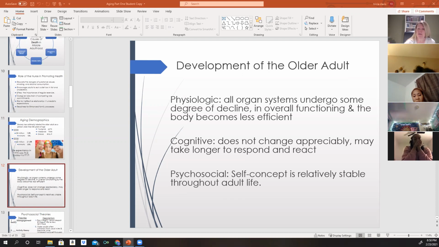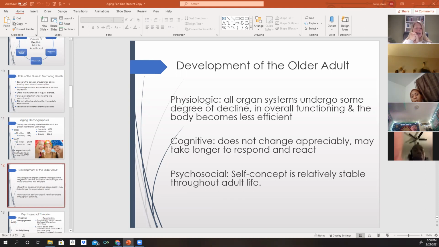If you look in your book, box 23-3 of this chapter lists all the normal physiologic changes of the older adult. If you want to read more, because there's a lot in there. And you'll notice that the body systems that are affected the most are the ones where the body functions require that integrated activity of those several organ systems working together.